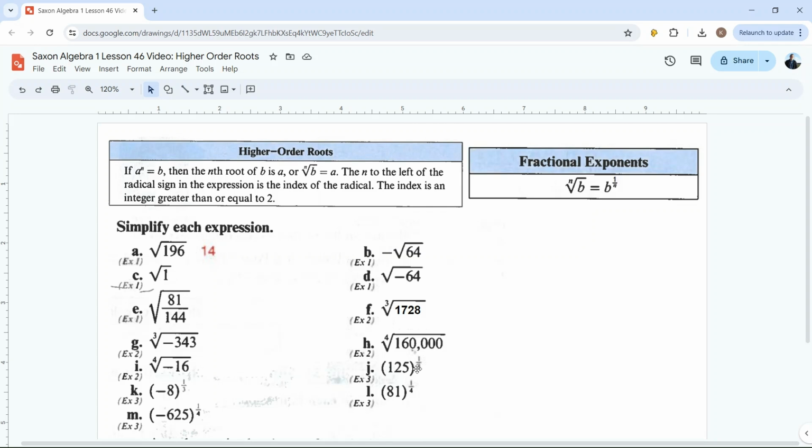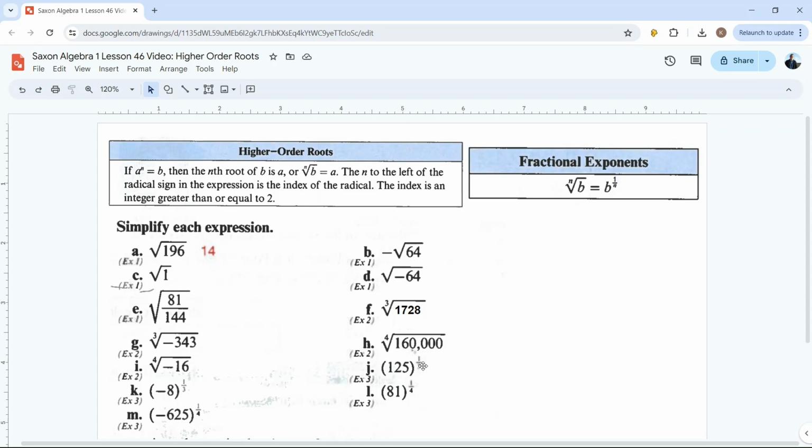So 125 to the 1/3, and yes, that says 1/3. I know it's a little blurry. 125 to the 1/3 is actually expressing what is the cube root, the third root of 125.